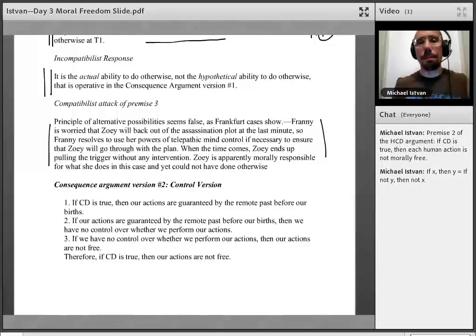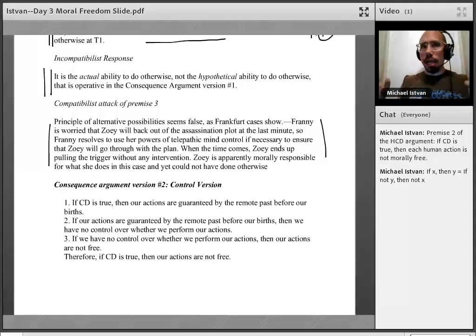Now, here's how it works. They're partners in crime. Franny is worried that Zoe is going to back out of the assassination plot at the last minute. Maybe it's to kill the Pope or somebody like that. So Franny is nervous. She thinks Zoe's going to back out. Franny resolves to use her extraordinary powers of telepathic mind control, if necessary, to ensure that Zoe will go through with the plan no matter what. Franny's a little worried about Zoe's resolve to do what needs to be done, and just make up some reason why it has to be that Zoe pulls the trigger. Maybe it's a gang initiation or something. Whatever.